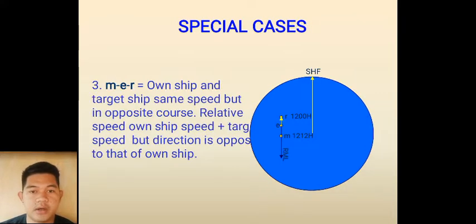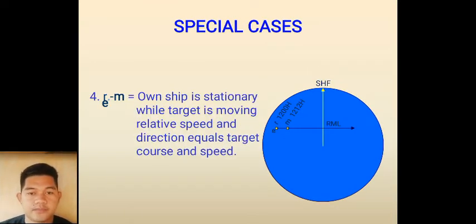Third, ERM: own ship and target ship have the same speed but opposite courses. Relative speed is own ship speed plus target speed, but direction is opposite to that of own ship. Fourth, ERM: own ship is stationary while target is moving; relative speed and direction equal target course and speed.